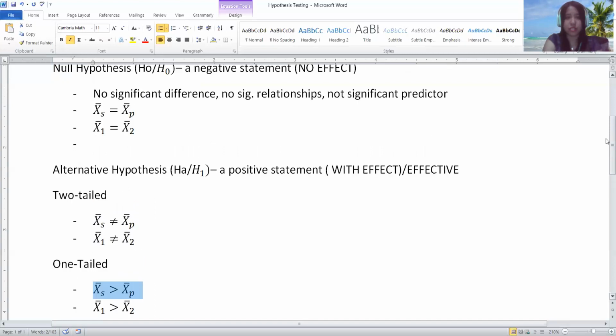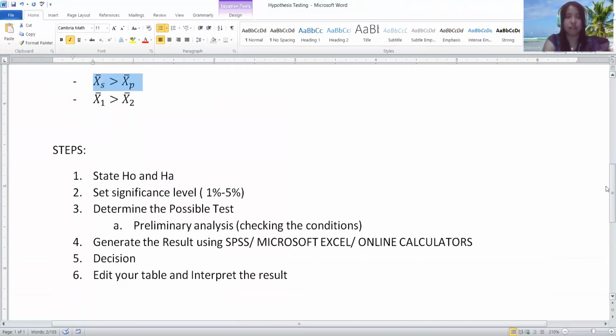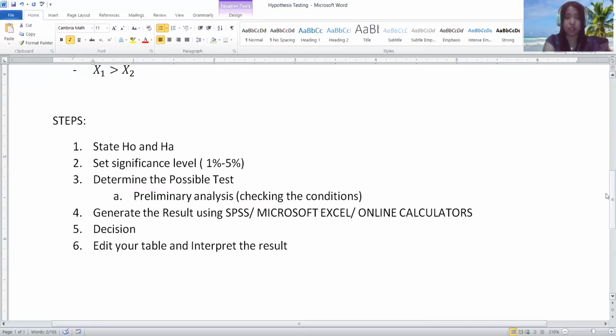So how will we use hypothesis testing? Here are the steps that we're going to consider in using inferential statistics, or in making the decision to reject or to accept our null hypothesis. First, we must state our H0 and HA. Second, we will set our significance level. The usual significance level is 1% or 5%.